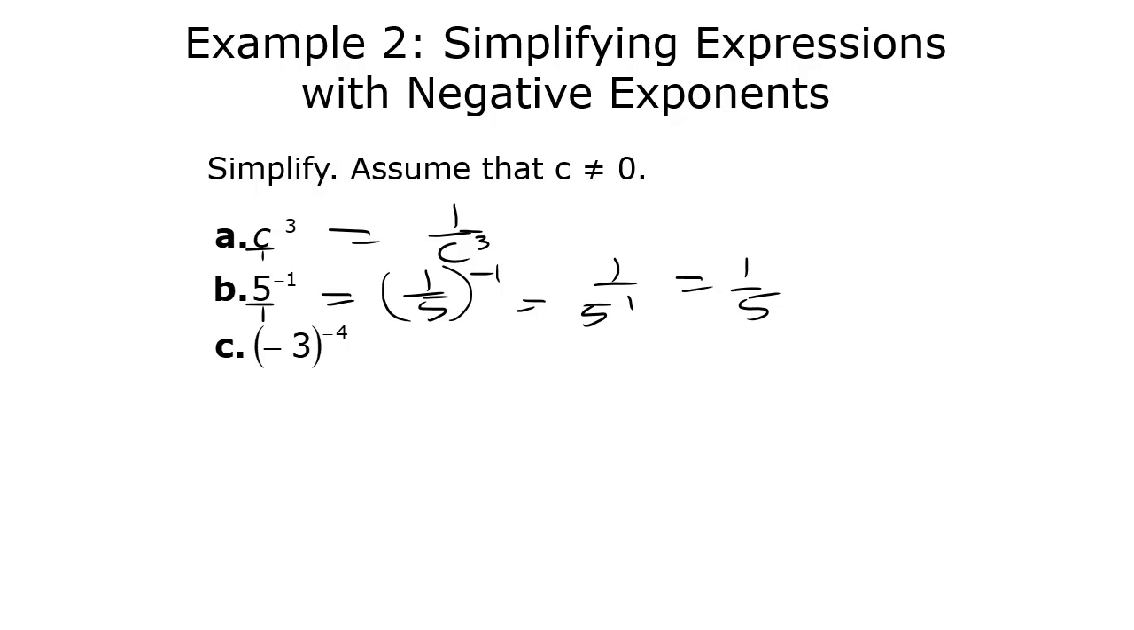So same thing here, right? Instead of -3 over 1, we can think of it as -1 over 3 to the 4th, and then -1 to the 4th. Well, -1 times -1 times -1 times -1, right? That becomes 1, and then 3 to the 4th, which is 81.